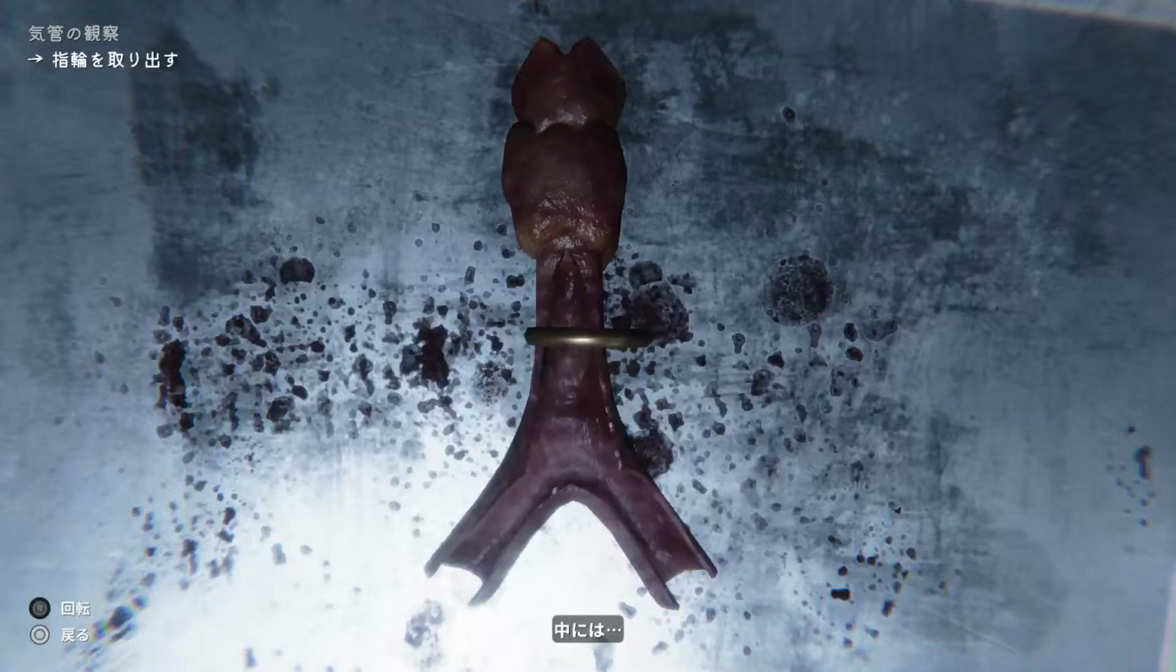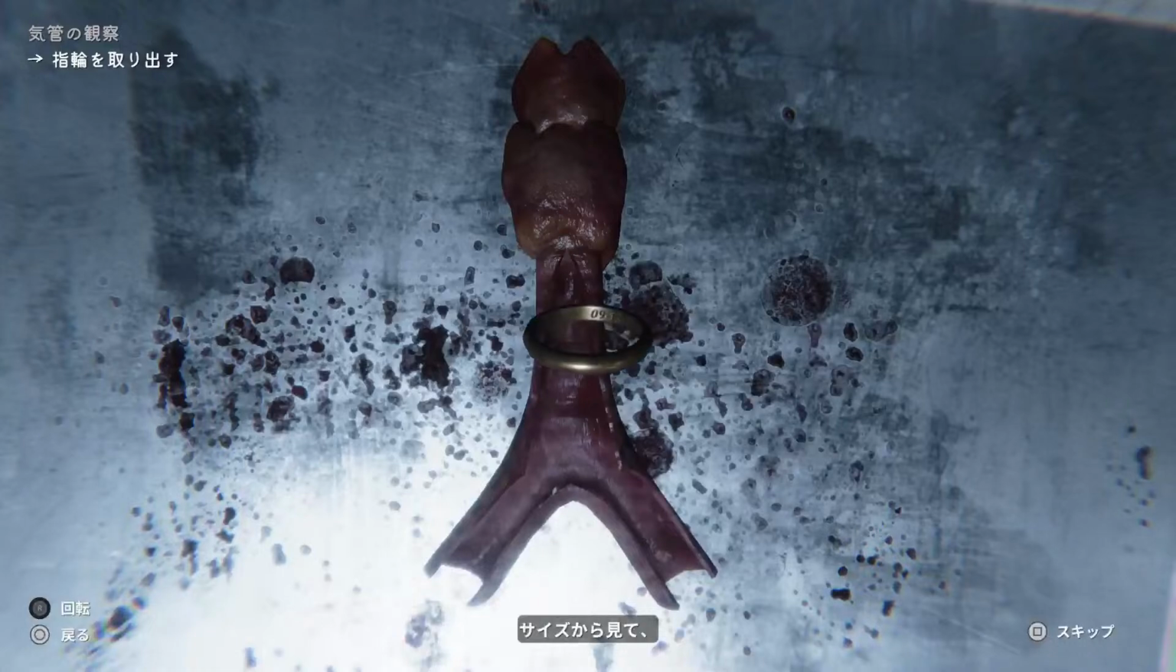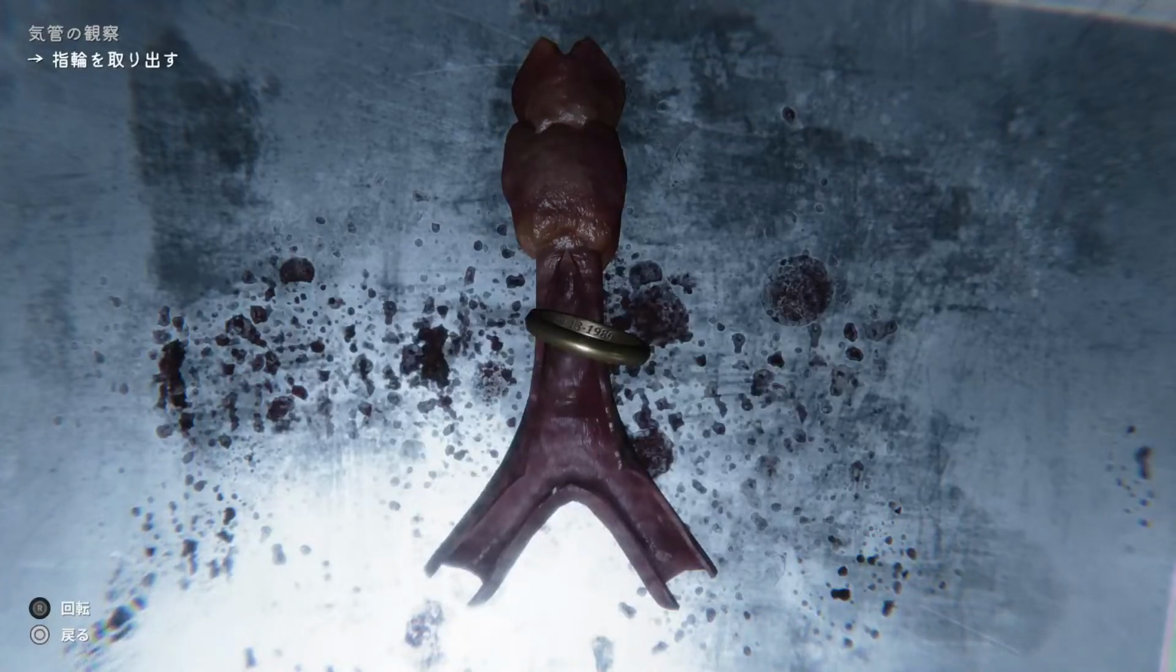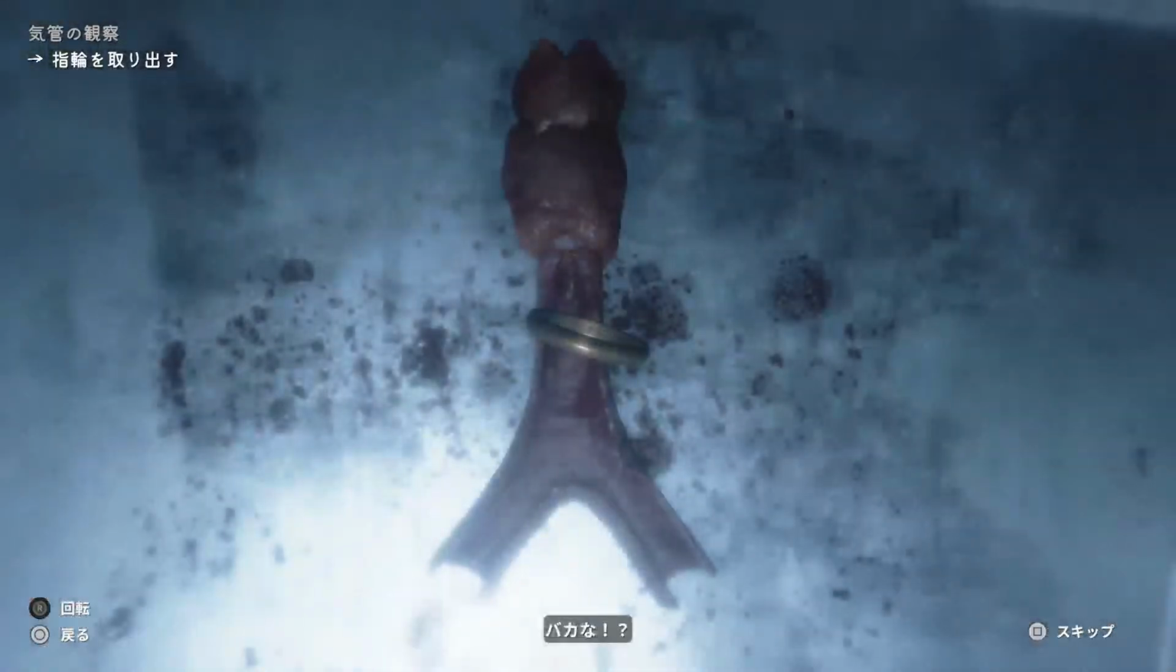Inside, I find a wedding ring. This is interesting. Let me look at it. Based on the size, I can say that it's a woman's wedding ring. Quite standard from the outside. There's an engraving inside. What the fuck? But this is my ring.